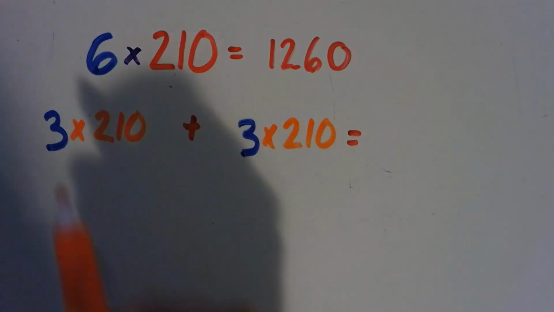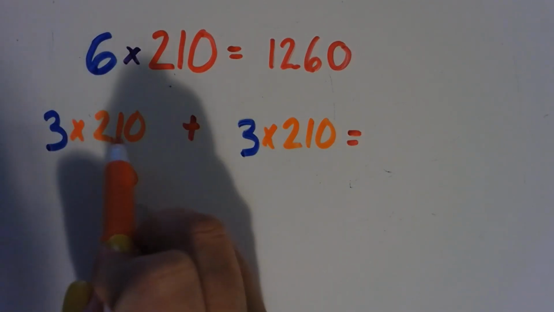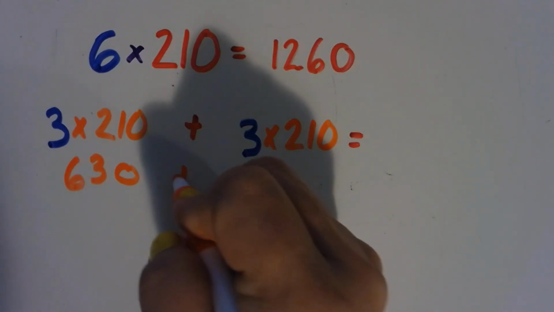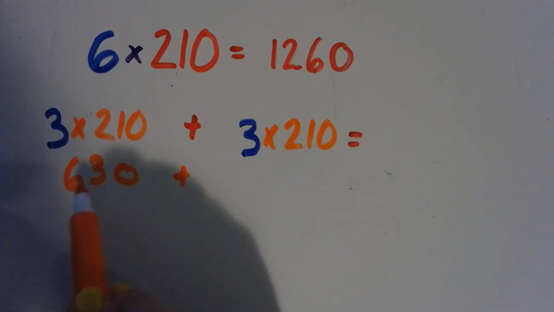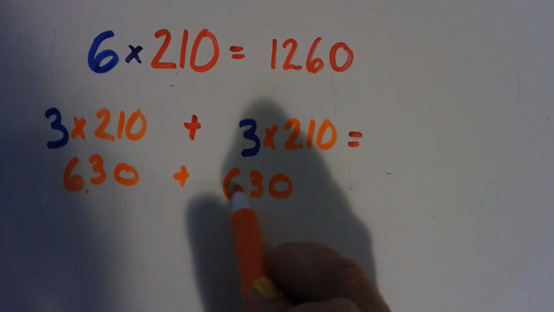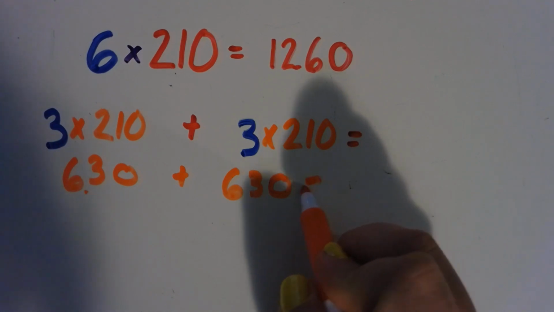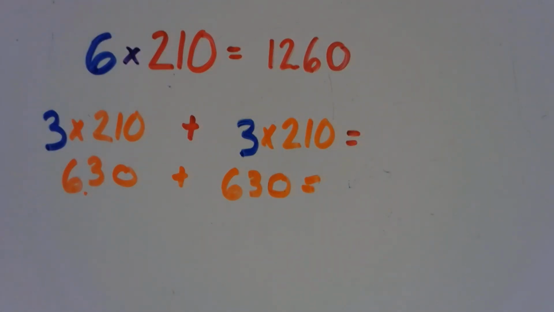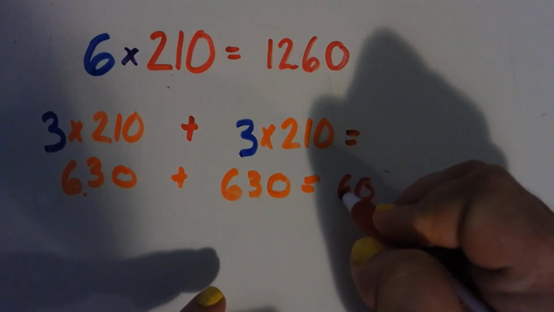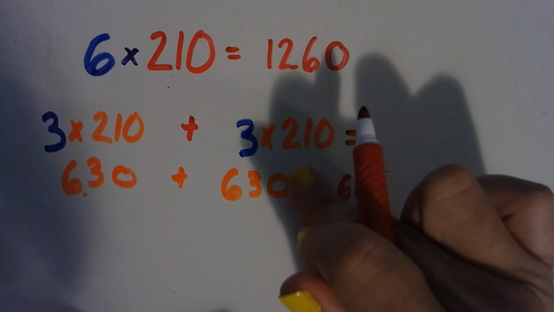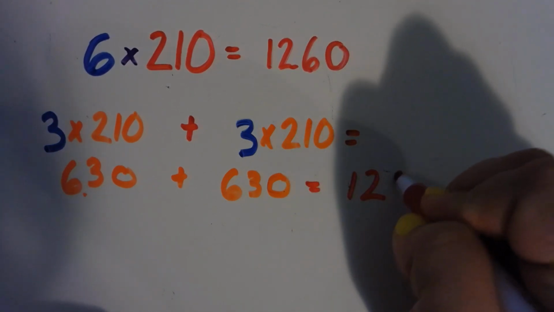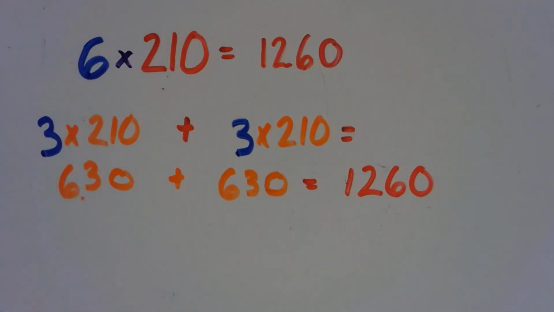Okay, so 3 times 0 is 0. 3 times 1 is 3. And 3 times 2 is 6. Plus, I've already done it here, but we'll do it again. 3 times 0 is 0. 3 times 1 is 3. And 3 times 2 is 6. 630 plus 630 equals, drum roll, 0 plus 0 is 0, 3 plus 3 is 6, and 6 plus 6 is 12. 1,260.